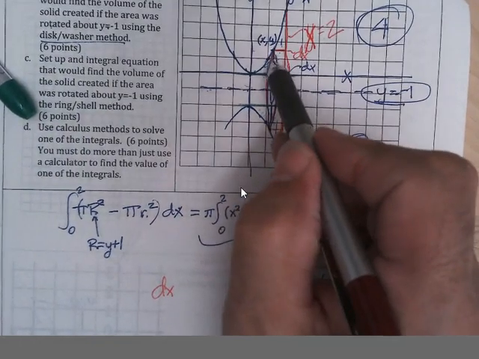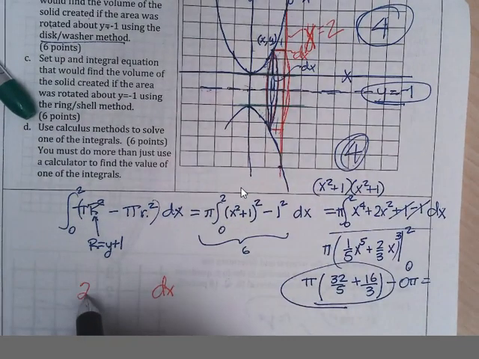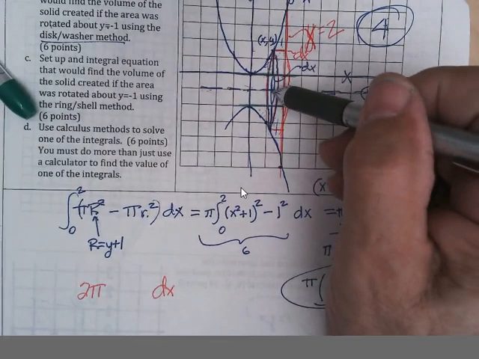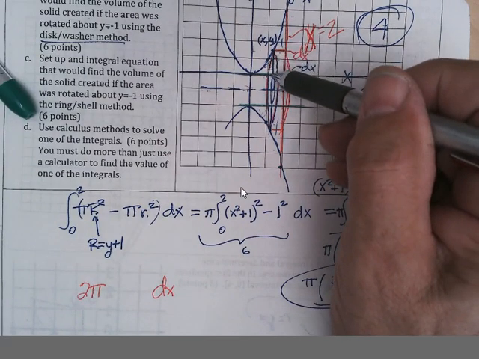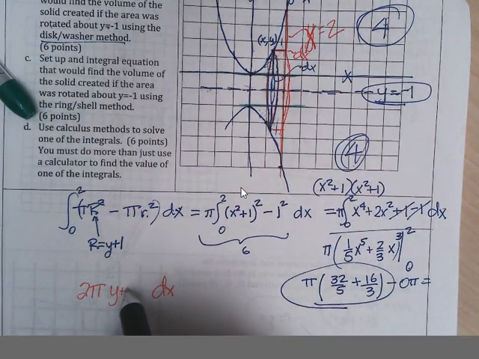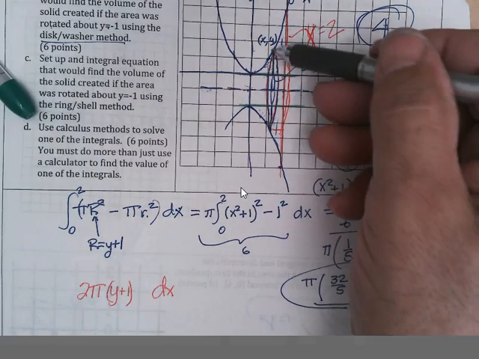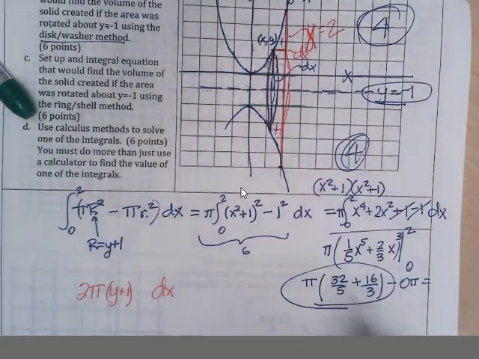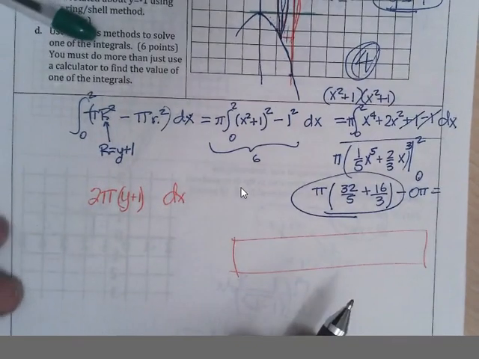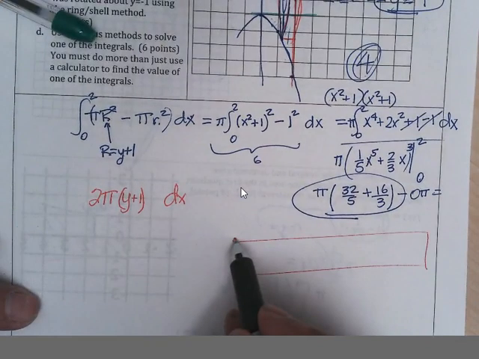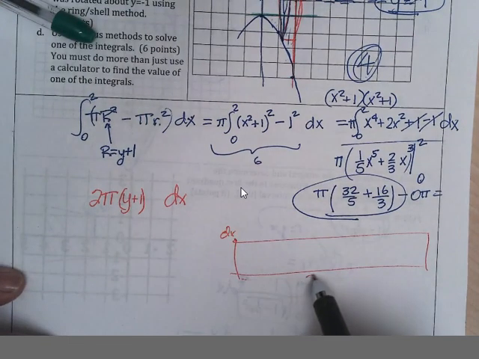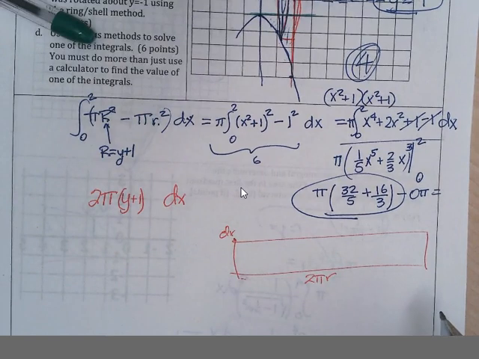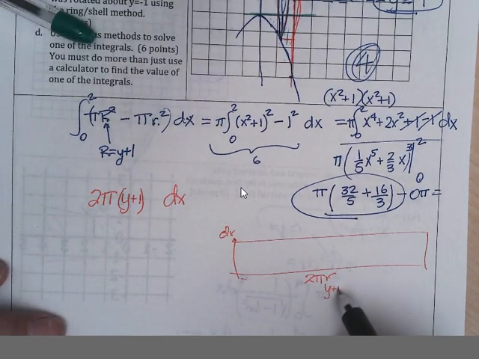And the distance around is 2 pi r, and r, just like the disk was, to here is y plus 1. So there's 2 pi r, the distance around. Again, if I cut this and lay it open, it makes a rectangle. The thickness, excuse me, is dx. The distance around is 2 pi r. And r is y plus 1.